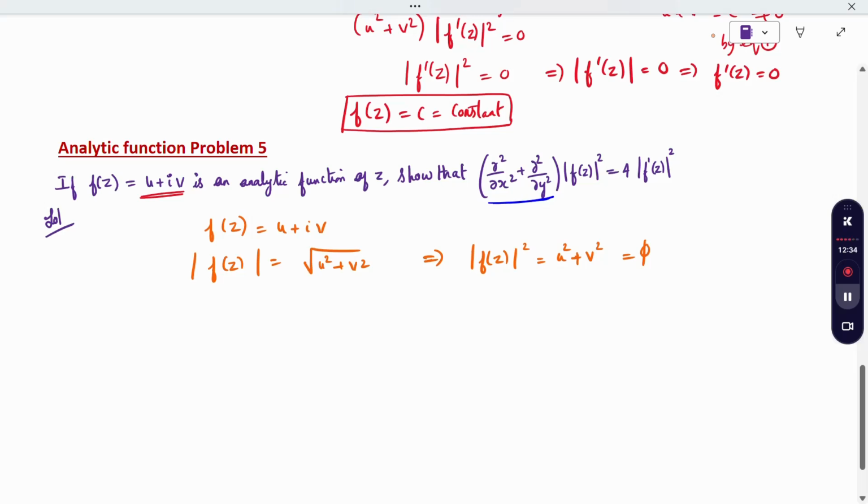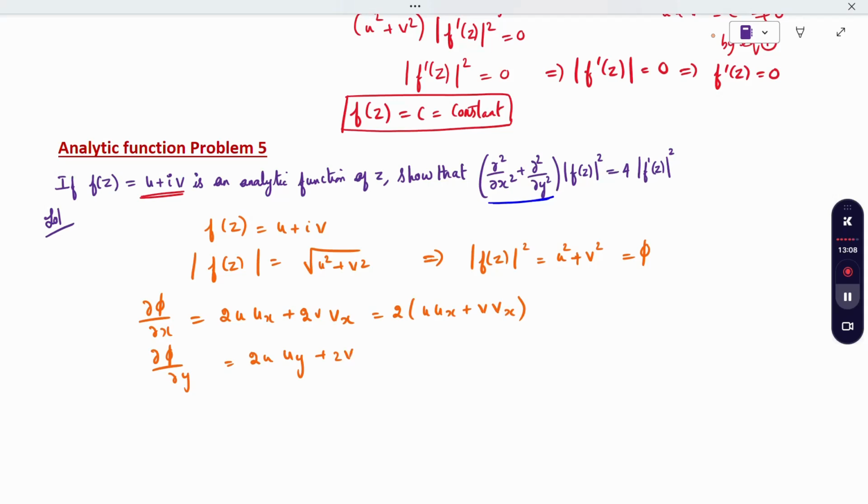So now I have to find the second order with respect to x and the second order with respect to y. Before that I will find the first order first. Dou phi by dou x I need to find. So u squared plus v squared is my equation. When I differentiate one time, I get 2u into ux plus 2v into vx. 2 I can take outside, so it's u ux plus v vx, my first order derivative. Same way, dou phi by dou y is 2u into uy plus 2v into vy. 2 can be taken outside: u into uy plus v into vy.